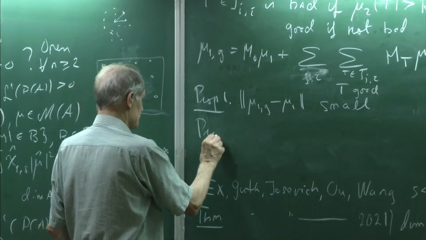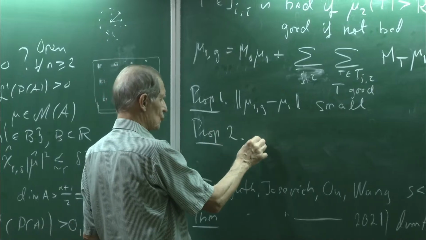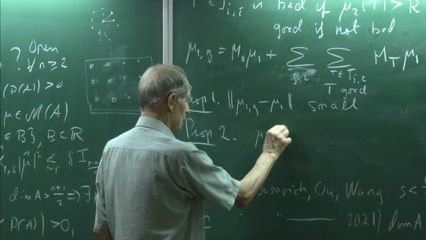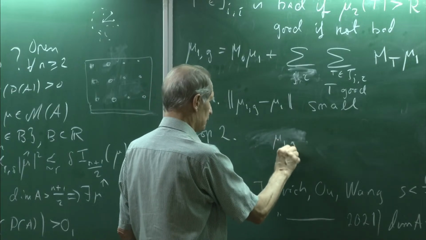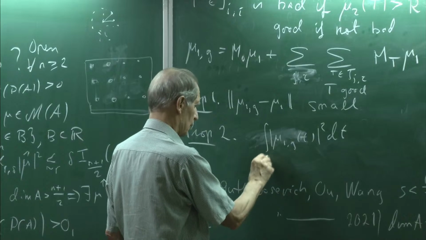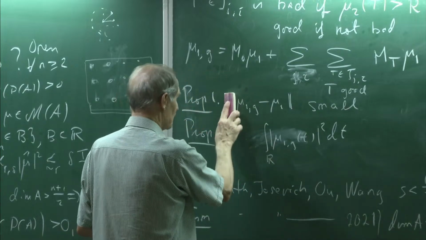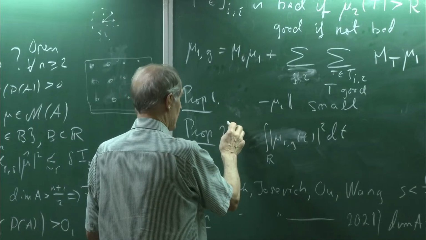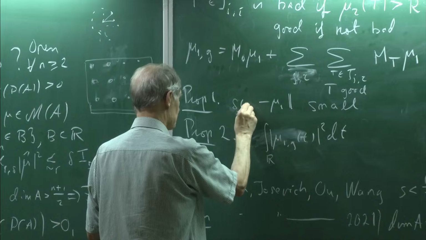The second proposition says that mu1 good is in L2 in the way that mu1 good t absolute value squared, so I take the L2 norm over R. Sorry, everything is wrong. No, I didn't think. So this is the distance measure, pin distance measure.